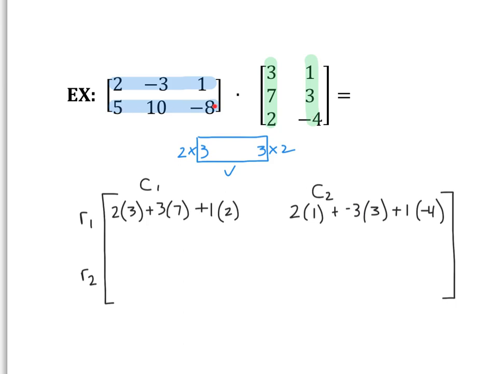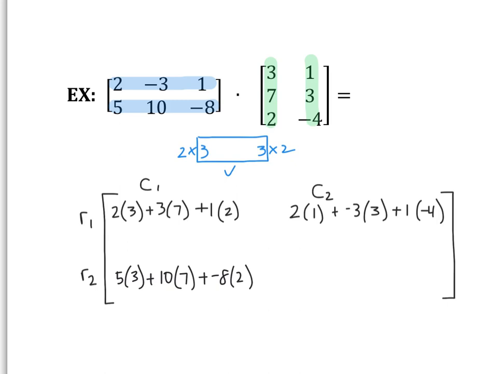Now we can move on to row number 2. So row number 2 needs to be multiplied by column number 1, and then row number 2 needs to be multiplied by column number 2. So again, row 2, column 1, row 2, column 2, and then the elements. So row 2, column 1 is going to be 5 times 3, element 1 times element 1, plus element 2 is 10 times element 2 is 7, plus element 3 is negative 8 times element 3 is 2.